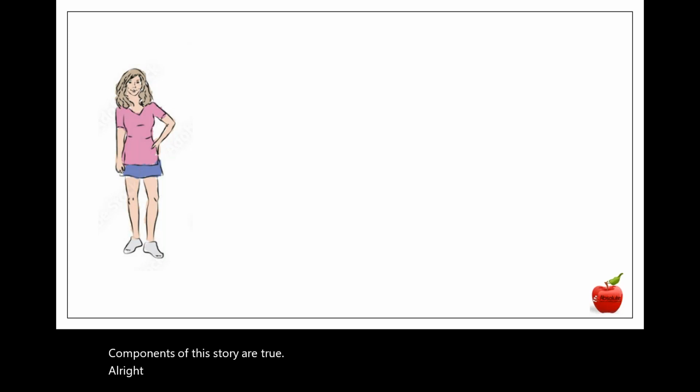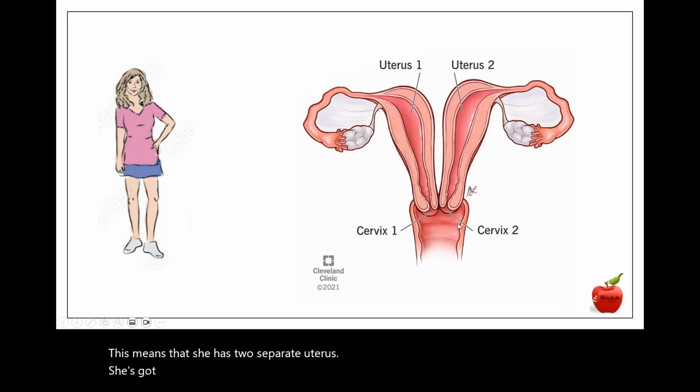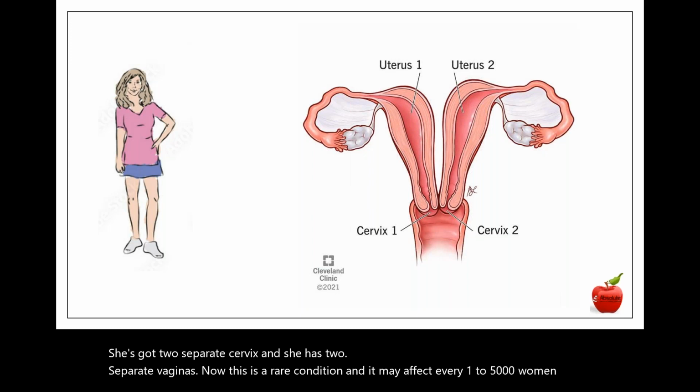All right, so meet Sophie. Sophie was born with a rare condition called uterine didelphys. This means that she has two separate uterus. She's got two separate cervix, and she has two separate vaginas. Now, this is a rare condition and it may affect every 1 to 5,000 women.